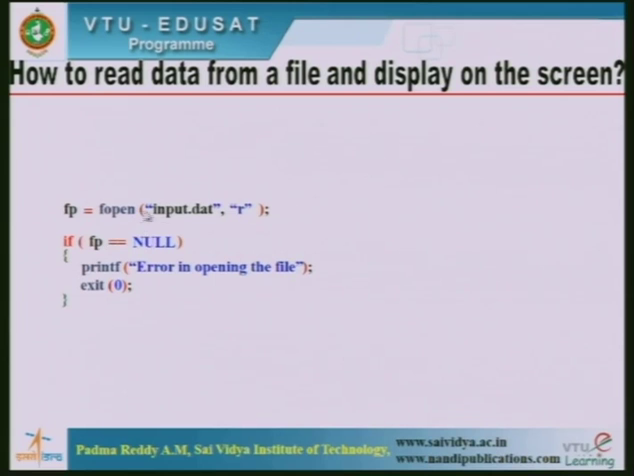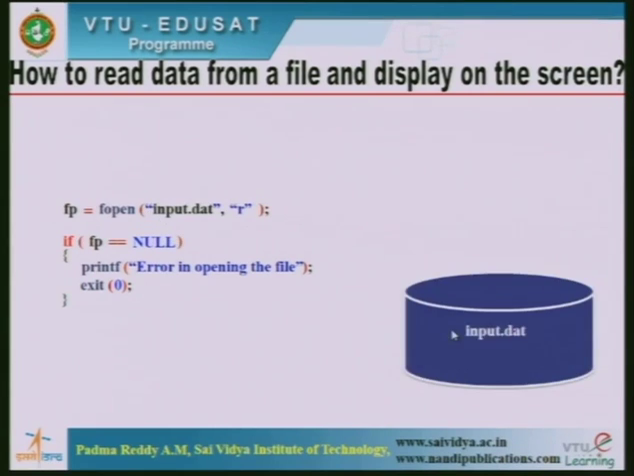Suppose fp not equal to null, meaning the file has been created successfully. File has been opened successfully in read mode. Now, suppose a file is there by name input.dat, and suppose already you have 10\n, 20\n, where \n indicates new line character. So we have 10, 20, 30, 40, 50.